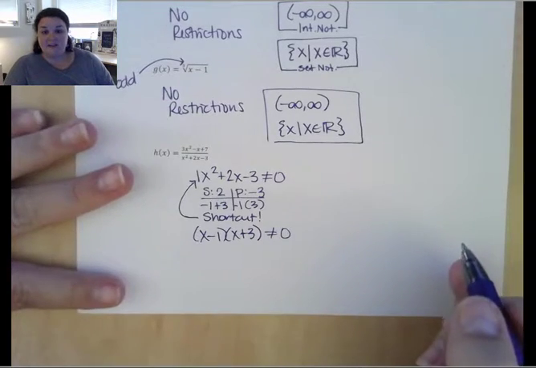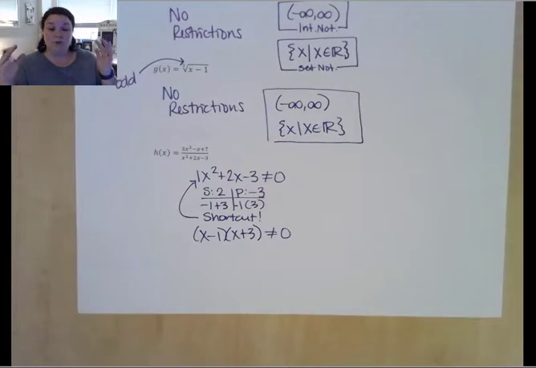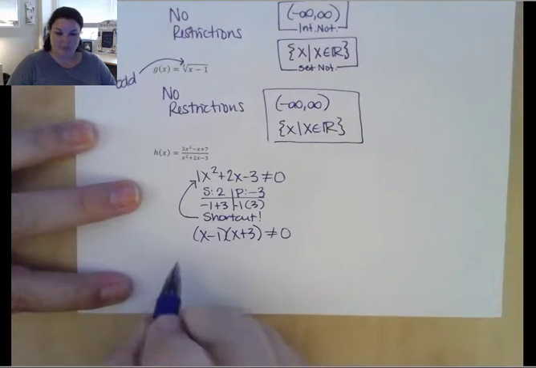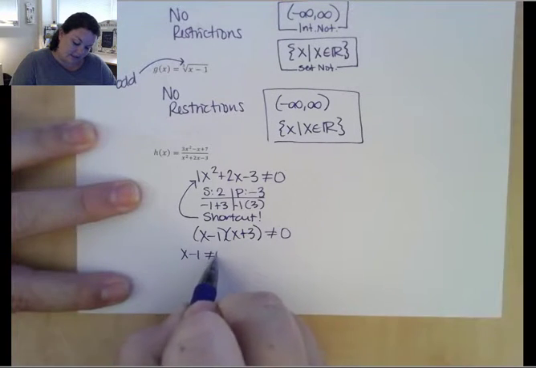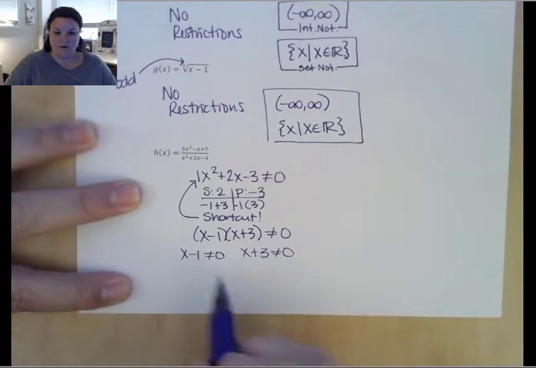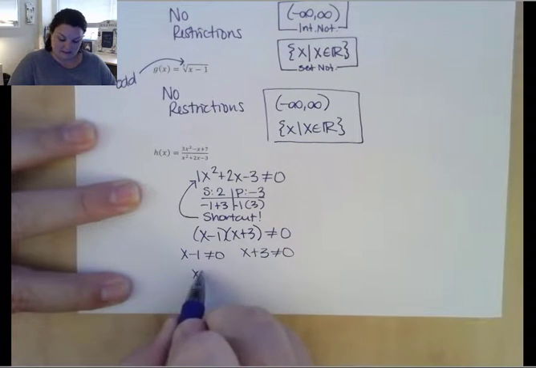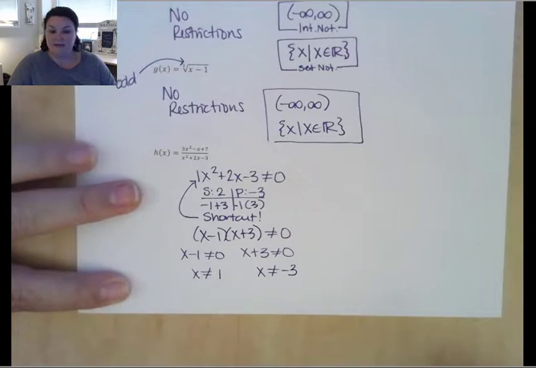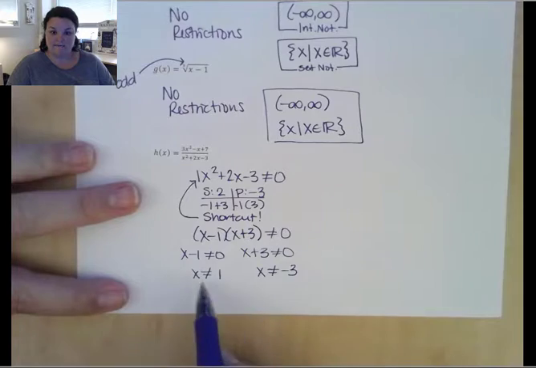So those two factors that make up the denominator, we do not want them to be 0, right? So let's figure out what x values would make these 0. So x minus 1 can't be 0, x plus 3 can't be 0. So if I solve each of these, this tells me that x can't be positive 1 and x can't be negative 3, right? So these are my two restrictions.